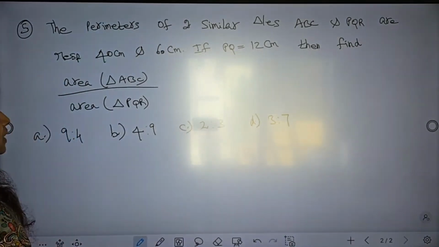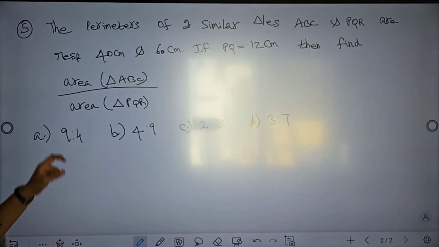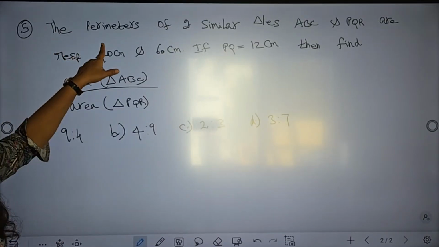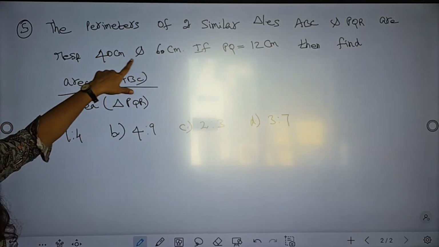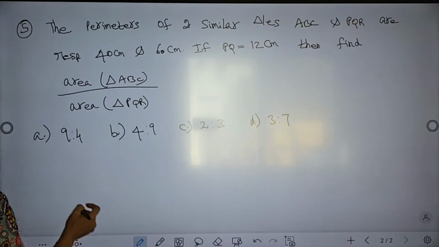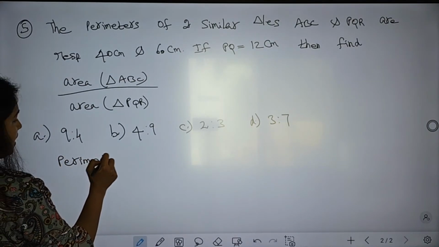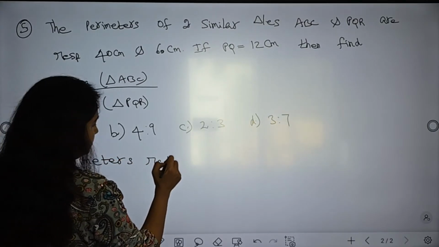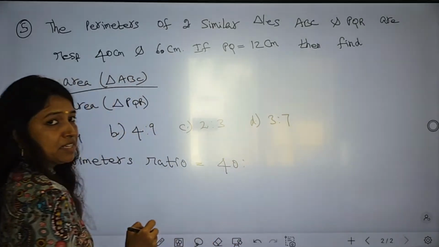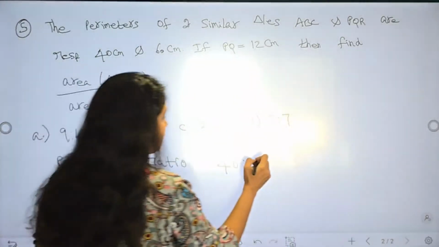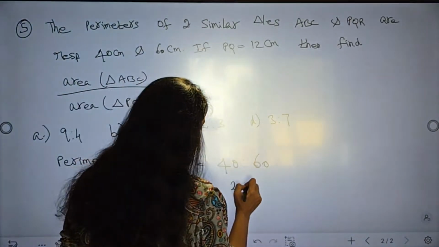Okay. So this is also another ECPC problem. Okay. What it is given? It is given perimeters of two triangles are given. Okay. So their perimeters ratios are 40 is to 60. So when you simplify this, it becomes 2 is to 3.